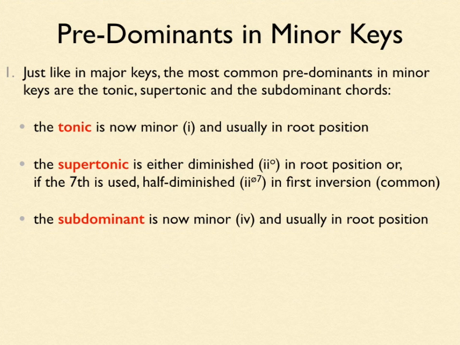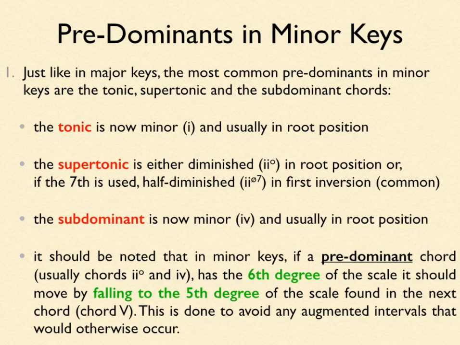There's one extra thing you've got to remember when you're using predominance in minor keys. It should be noted that in minor keys, if a predominant chord, and this usually occurs in the supertonic and the subdominant chords, has the 6th degree of the scale, it should move by falling to the 5th degree of the scale found in the next chord, which is your chord 5, or your dominant chord. So this occurs mainly in predominant chords. Okay, so if you're using a predominant chord that has the 6th degree in it, that 6th degree's got to fall to the 5th degree in the dominant chord, and that is because you want to avoid any augmented intervals that would otherwise occur.